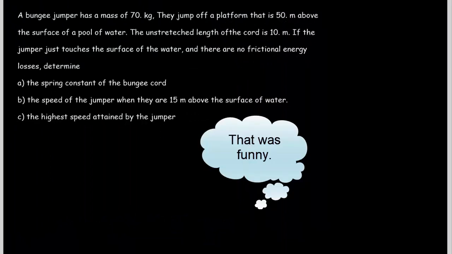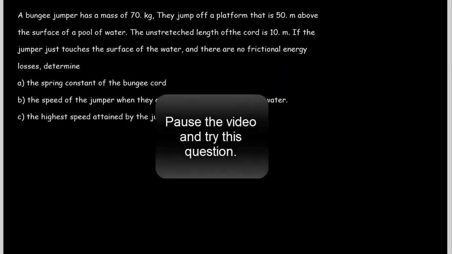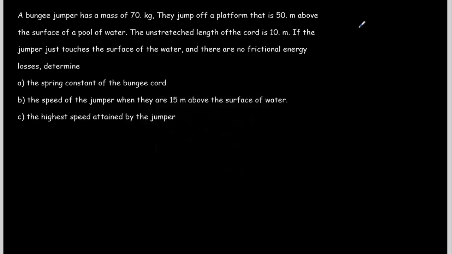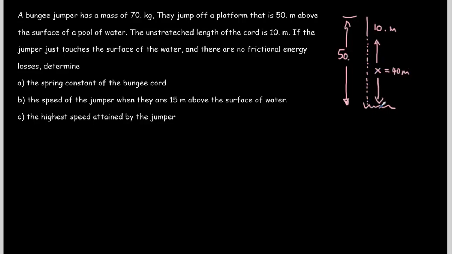Okay, a question involving a bungee jumper. Pause the video, try the question, come back for the answer. So let's start with a little diagram. We know that we've got a platform which is 50 meters above the surface of the water. The cord itself is unstretched for those first 10 meters. After that, that's where it begins to get stretched. So this here, where the person just hits the water, there'd be 40 meters of stretch to the cord.